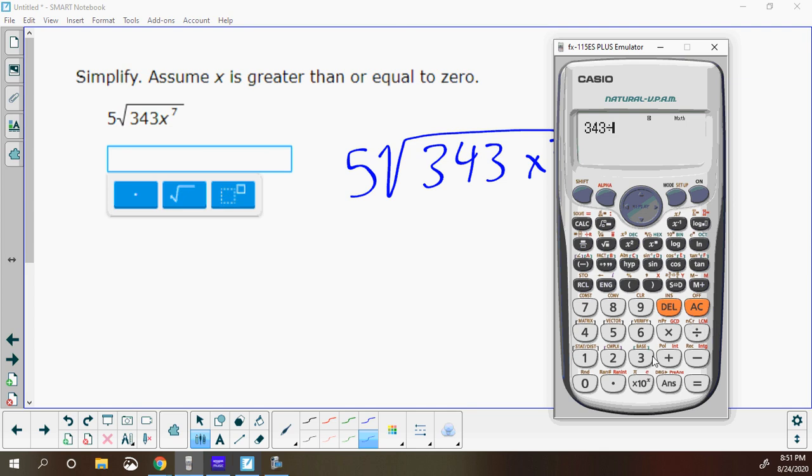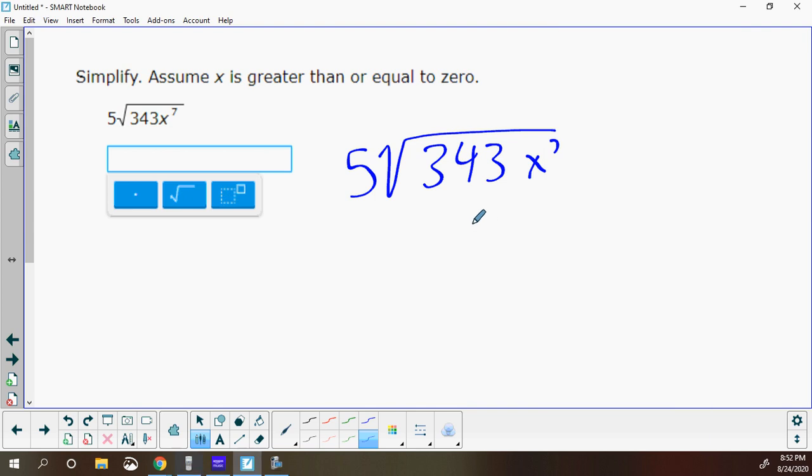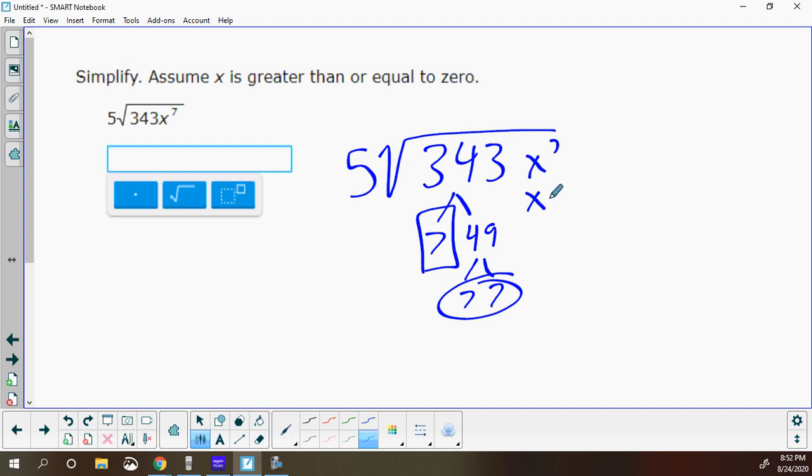343 divided by 3. Nope. 3, 4, 3. Maybe. I know it's not divisible by 5. 7. 7 and 49. Perfect. 7, 49. 7, 7. Here's a pair. 7's left over. x to the 7th.